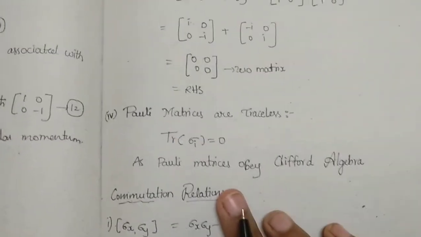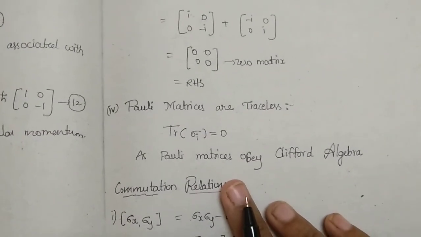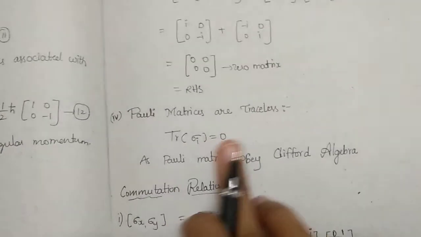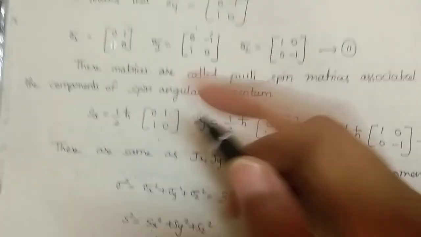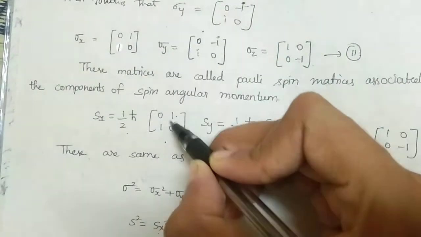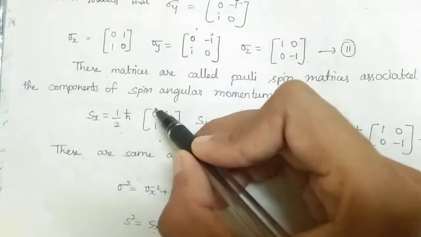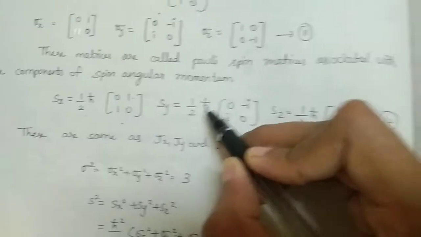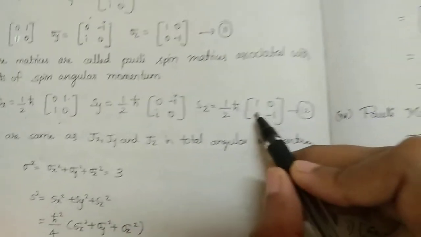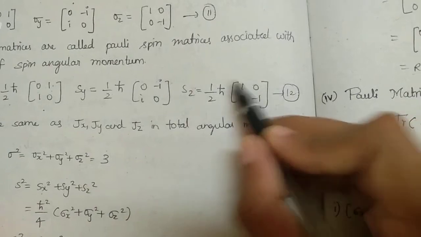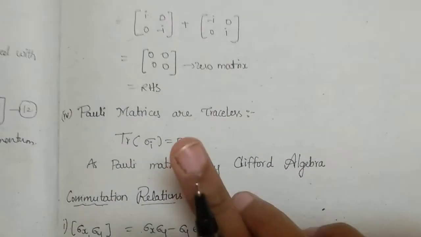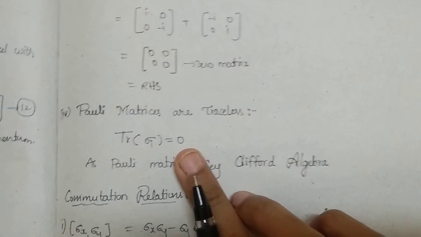And the next thing is, Pauli matrices are traceless. That is, trace of σi equals 0, as Pauli matrices obey Clifford algebra. If you see here, trace is nothing but the sum of principal diagonal elements. So here 0 plus 0, 0. Here 0 plus 0, 0. Here also 1 minus 1, 0. So the sum of the principal diagonal elements is 0. So the trace of Pauli spin matrices is equal to 0.